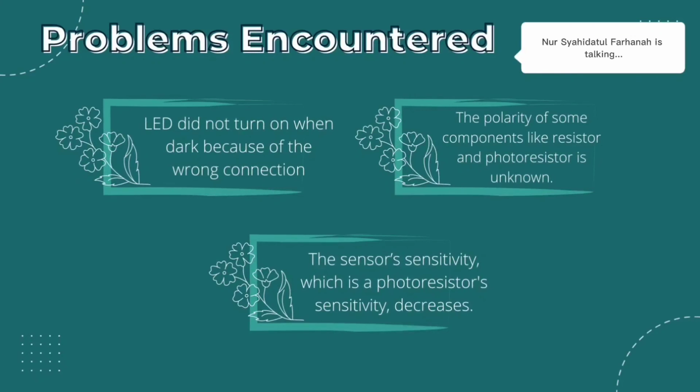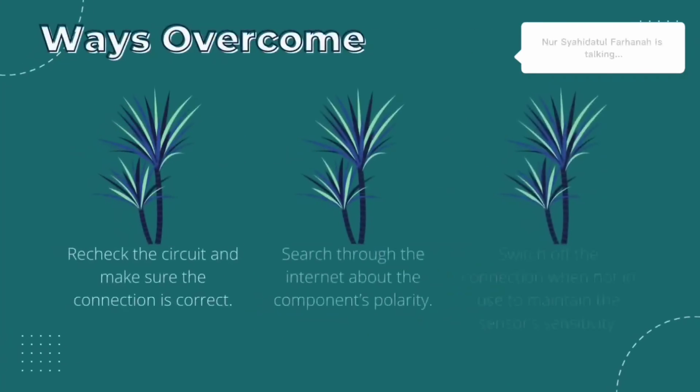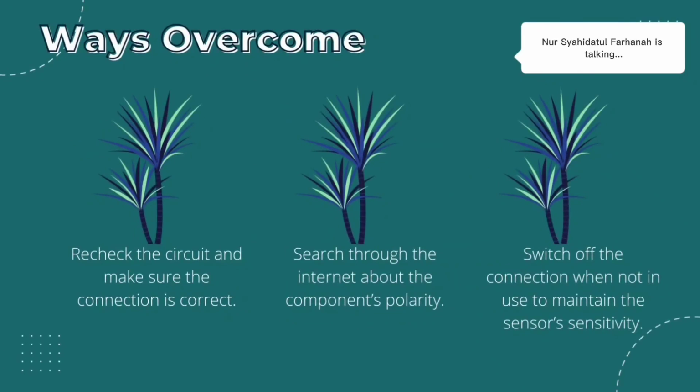Next is problems encountered. First one, LED did not turn on when dark because of the wrong connection. Second one, polarity of some components like resistor and photoresistor is unknown. And lastly, the sensor sensitivity, which is photoresistor sensitivity, decreases. To overcome the problems, we came up with ways. The first one is to recheck the circuit and make sure the connection is correct. Second one, we search through the internet about the component's polarity. And lastly, we switch off the connection when not in use to maintain the sensor sensitivity.